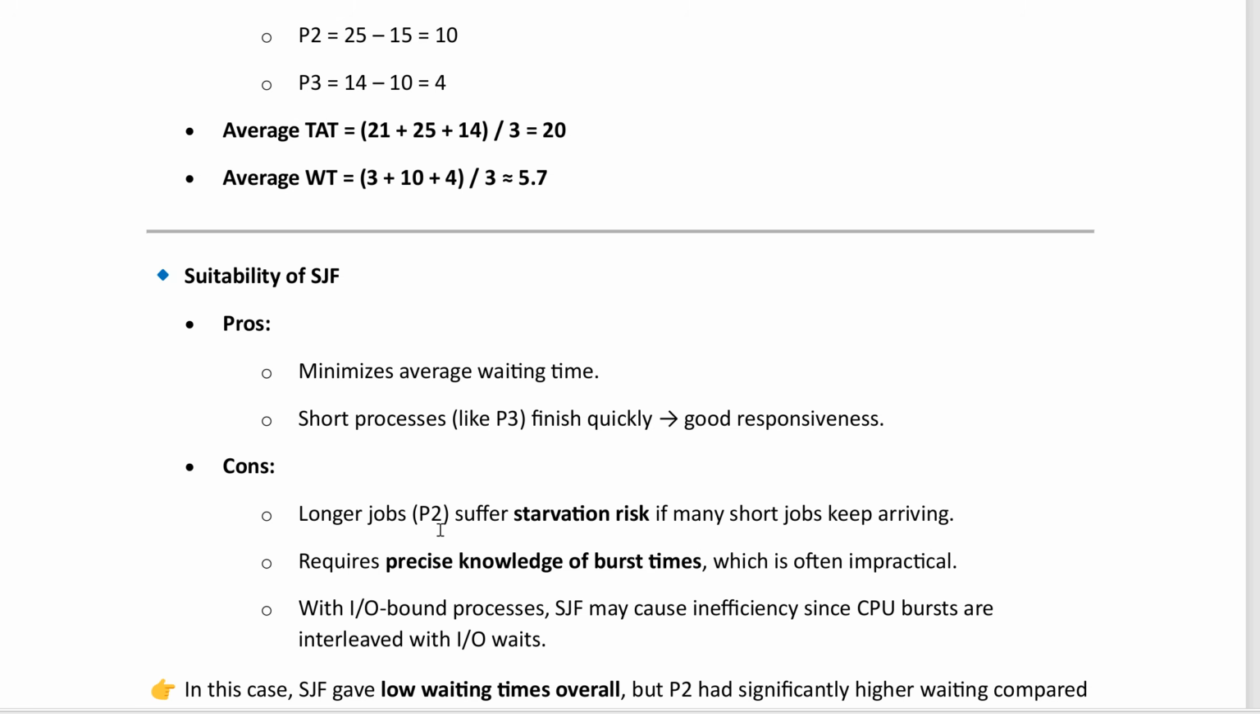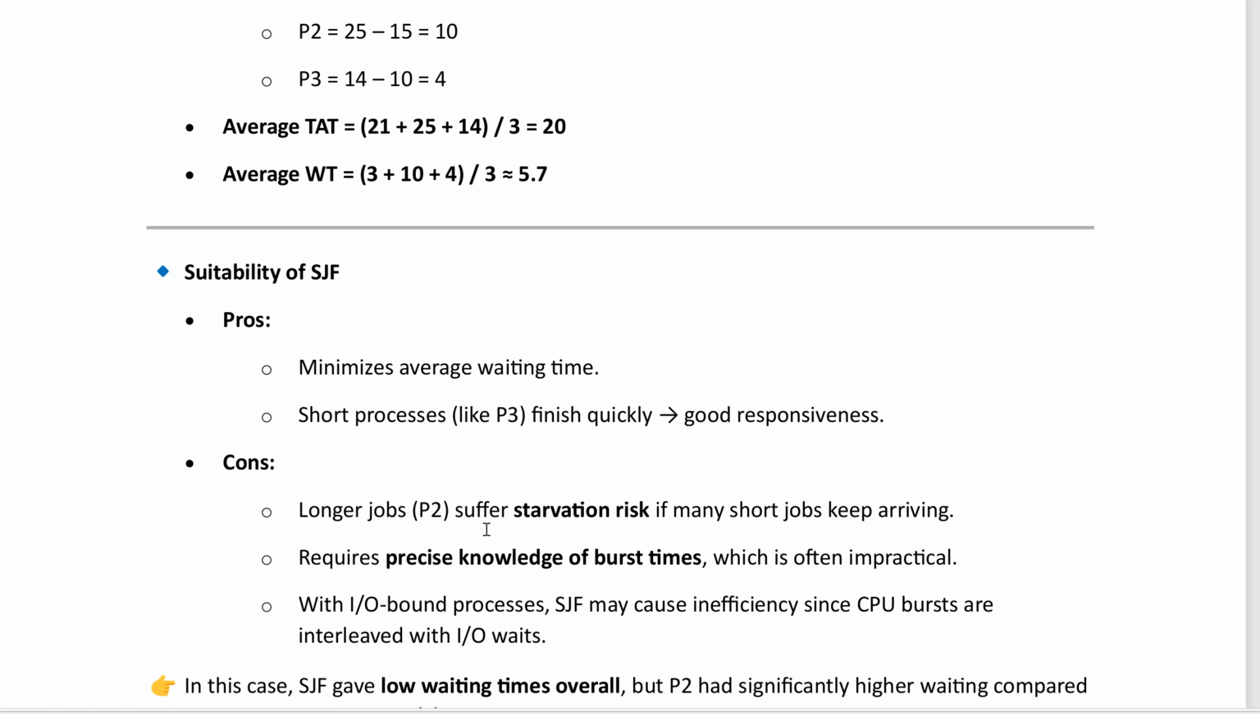Longer jobs which have high burst time suffer starvation risk if many short jobs keep arriving. It requires precise knowledge of burst time, which is often impractical. With input-output bound processes, shorter jobs may cause inefficiency since CPU bursts are interleaved with input-output waits.